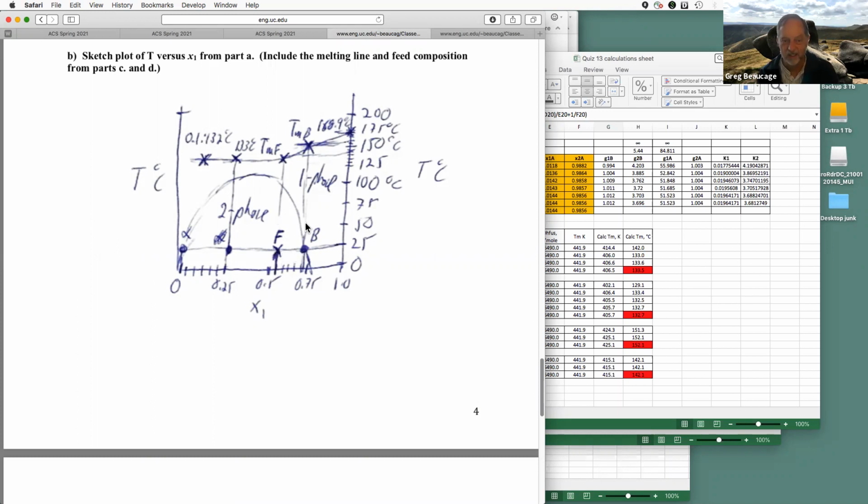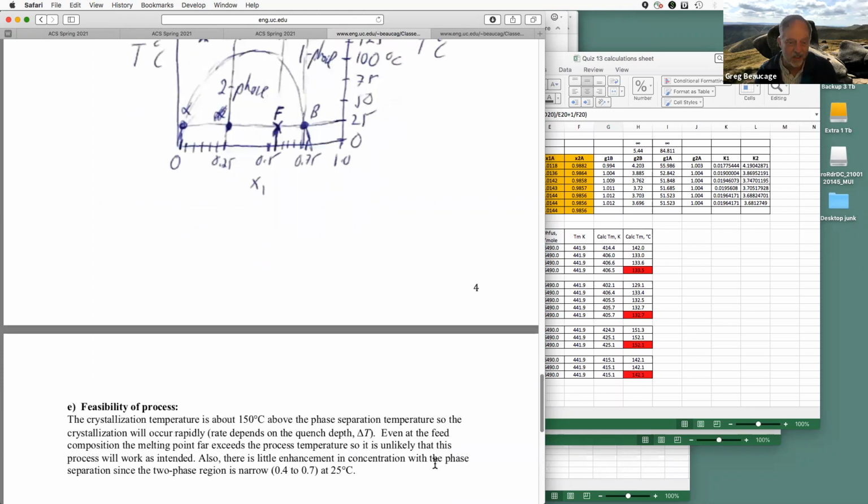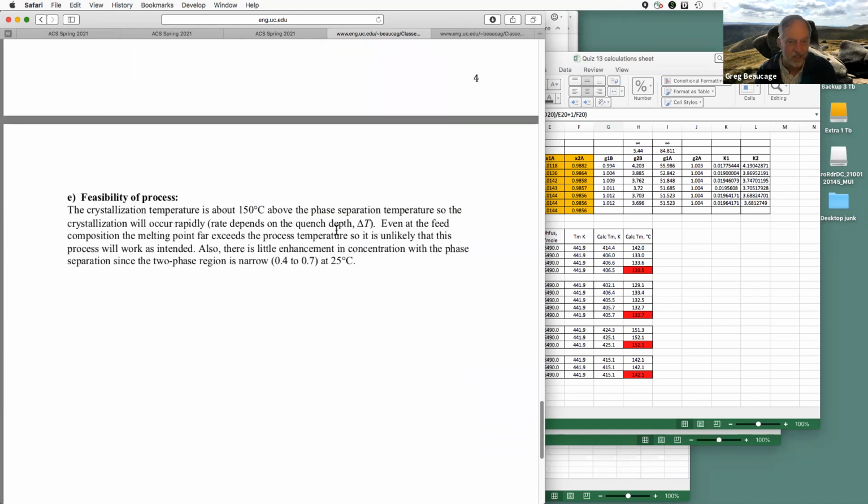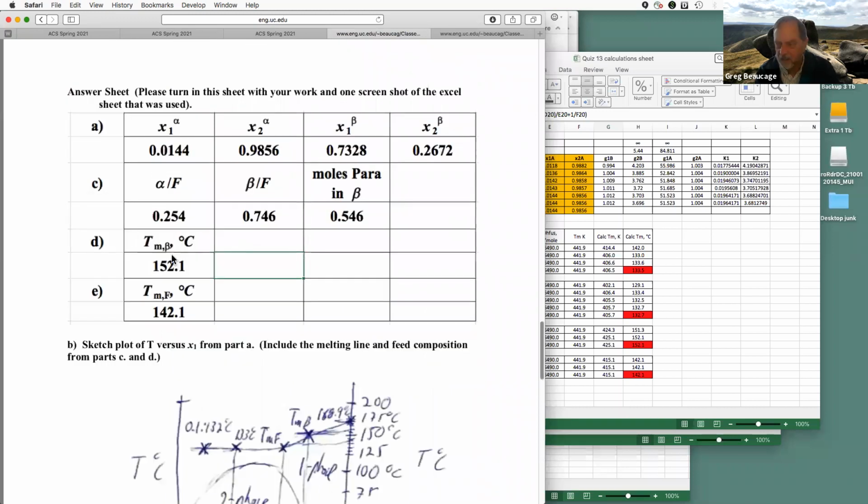And then the rate of crystallization is really high for this stuff. So I don't know, there could be problems with the process here. You could mention those, or you just say it was okay. That's what I said. So that's online. Any questions on the quiz from anybody?